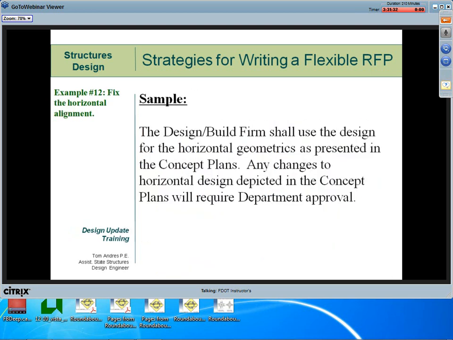This is one more geometric-related example, Example number 12. Fix the horizontal alignment. Here it is not even clear how or where the geometric changes would be vetted or approved. So no, without knowing more about this, this is probably not a very good way to go. So we would say thumbs down on this one, right?